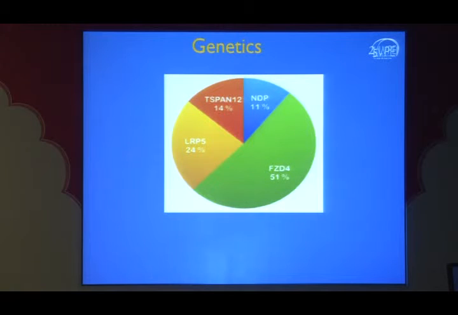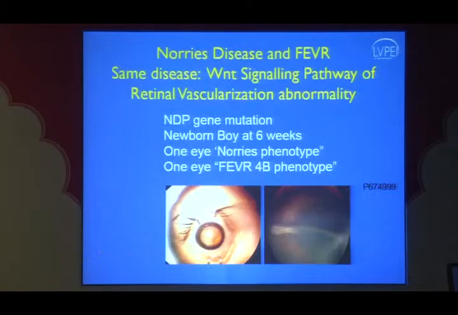So the genetics in India are still being worked out, but there are only 4 or 5 common genes, so we can screen for them and find out the proportion and treat them. So this is just to highlight that previously Norris disease and FEVR were put in different categories, but more and more evidence has come that they are actually part of the same disease. All of them involve the WNT signaling pathway, a disease of retinal vascularization abnormality.